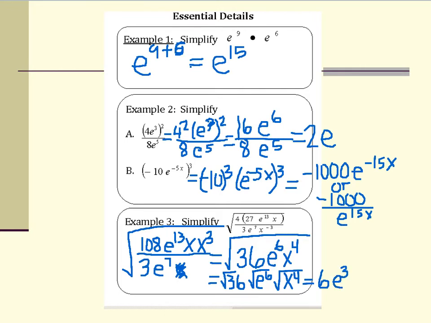When you have a radical with a power inside of it, you can just divide that power by 2 when it's an even number to simplify it. And then x to the 4 divided by 2 would be 2, since that's an even number. So our final answer here is 6 e to the 3rd times x squared.